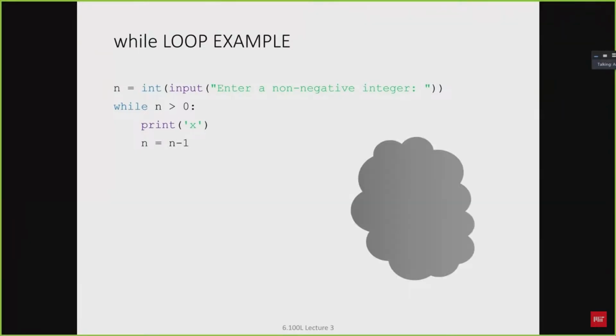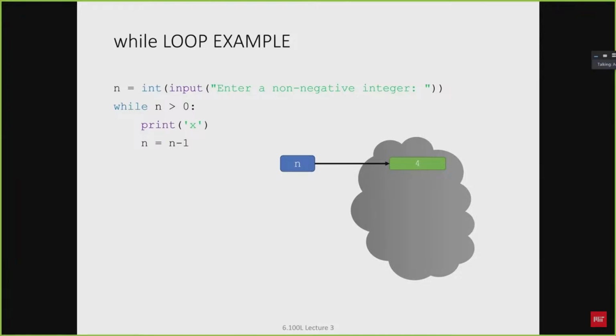So what is this code doing in memory? Well, the user gives me, let's say, 4. What happens step by step? First, we see our while loop. So I'm going to check whether 4, the current value of n, is greater than 0. Yes, that's true. I'm going to print x to the screen.